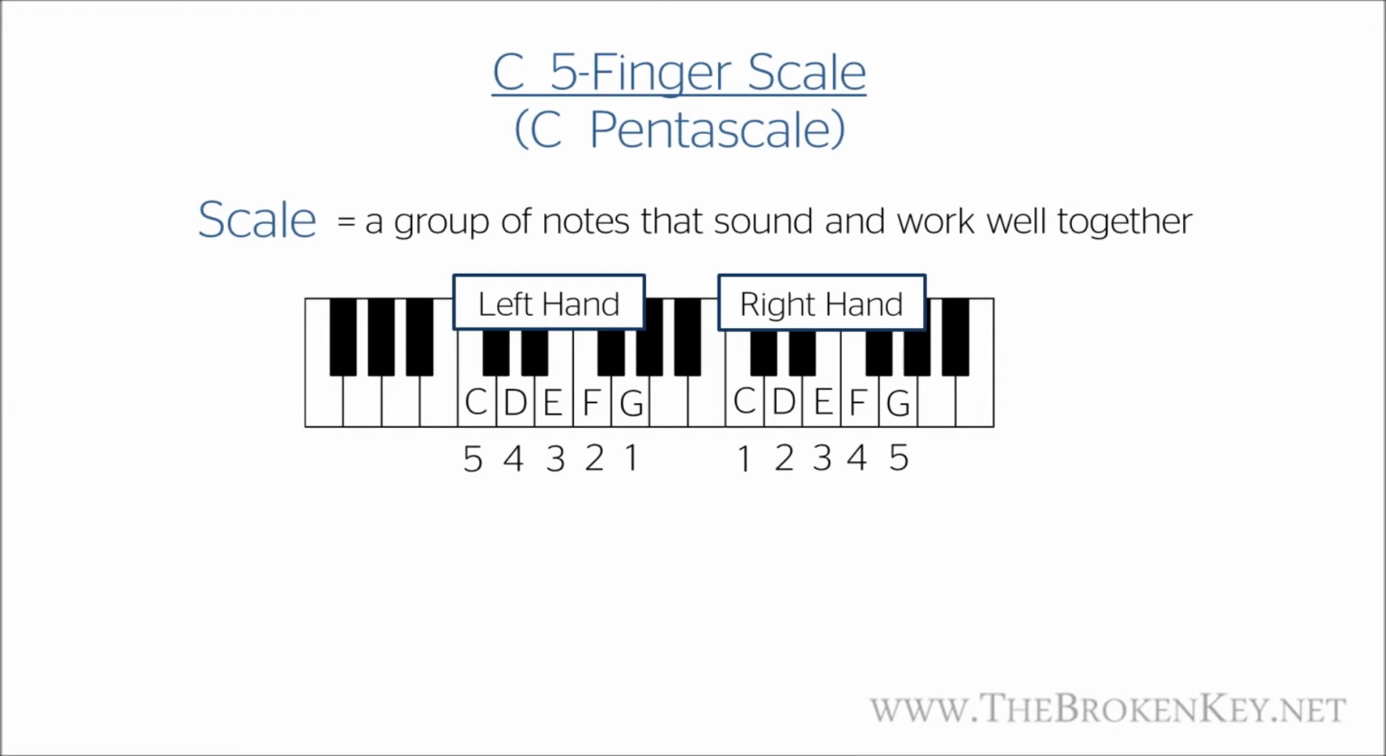With your left hand, you'll put your pinky on the lower C and your thumb on the lower G. Usually with the right hand, your thumb will be on middle C, and your left hand will be 1 octave lower than that. Now, both hands are using a C 5-finger scale. Pause the video and get both your hands in the C 5-finger scale.